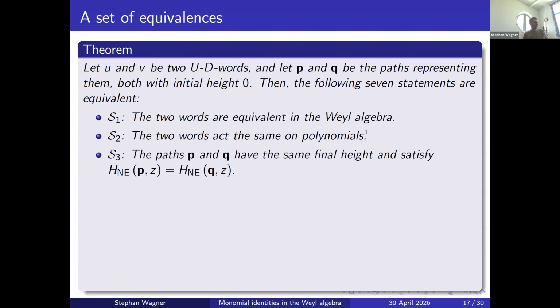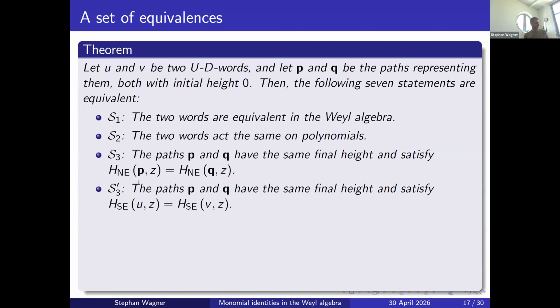So the characterization of this equivalence in terms of paths is the first item that's new and relevant for us. The words are equivalent if the corresponding paths have the same final height, as well as initial height, of course, by definition, and the height polynomials are the same.